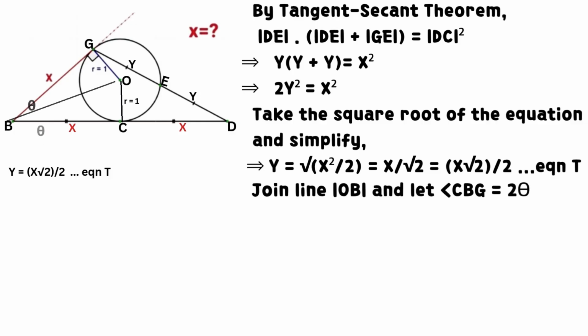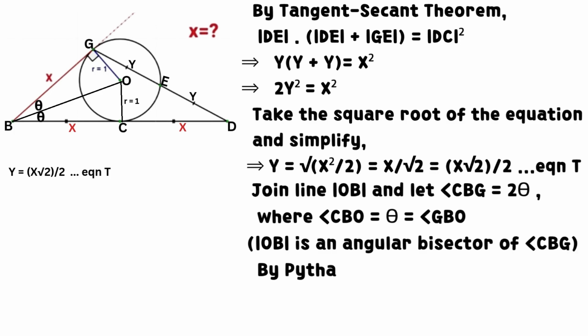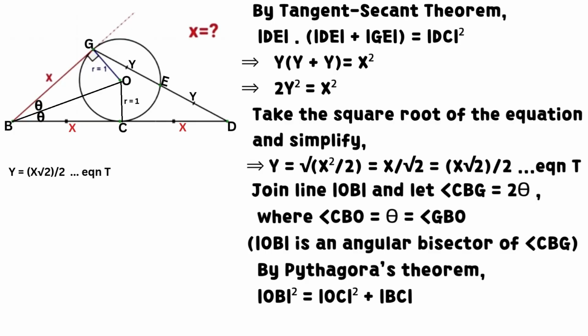Join line OB and let angle CBG equal 2 times theta, where angle CBO equals theta, which equals angle GBO. Line OB is an angular bisector of angle CBG. By Pythagoras' theorem, the square of line OB equals the sum of the square of line OC and the square of line BC, which equals the sum of the square of R and the square of x. The result equals 1 plus the square of x.